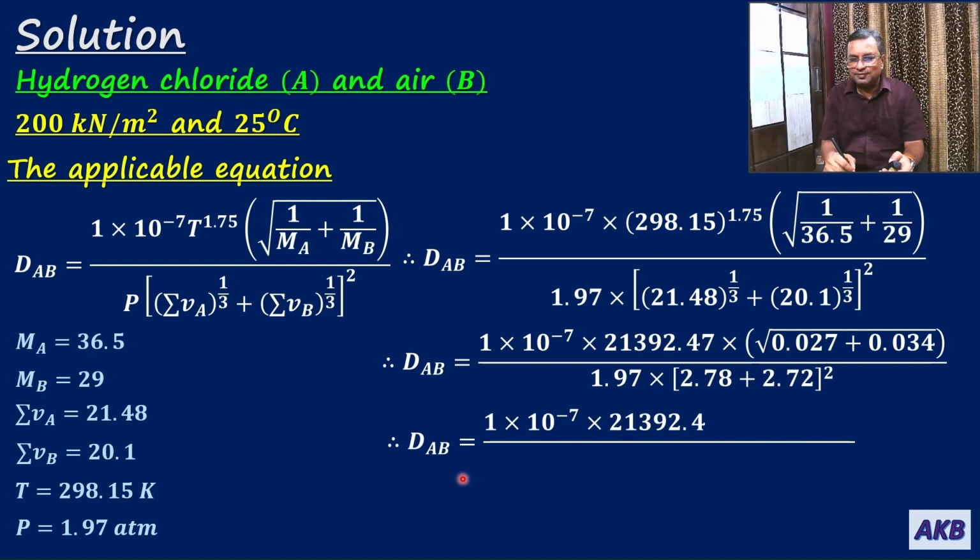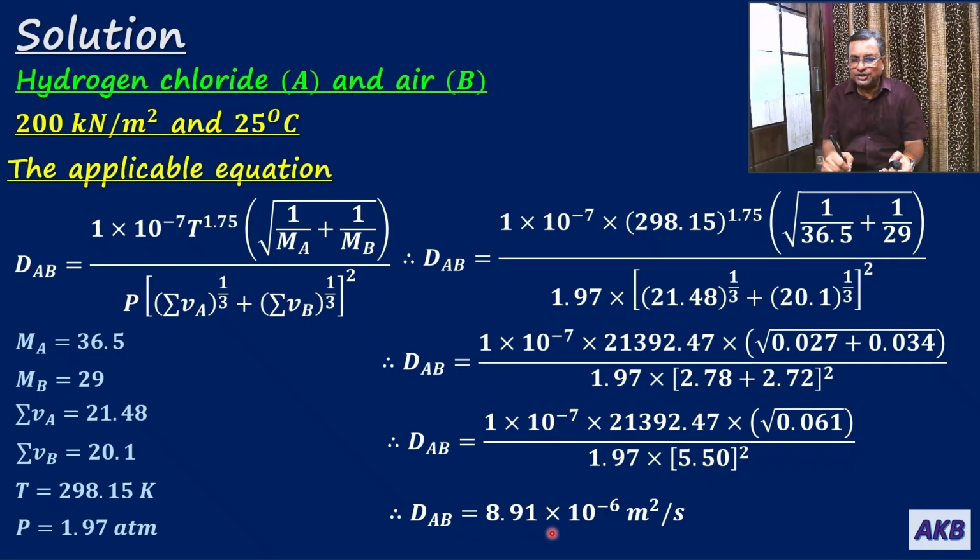So DAB will be equal to 1 into 10 to the power minus 7 into 21392.47 into under root of 0.061. Sum of these 2 is 0.061 divided by 1.97, and sum of these 2 is 5.50. So it is 5.50 raised to 2. That gives us DAB as 8.91 into 10 to the power minus 6 meters square per second.